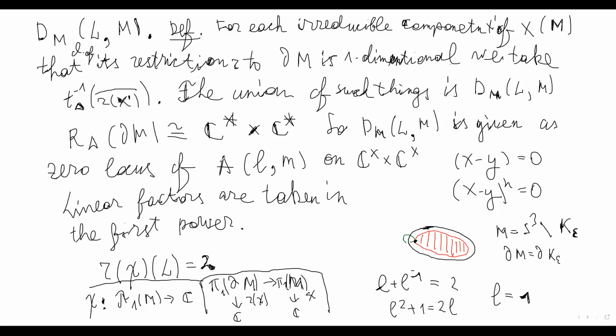So what will be the A-polynomial in this particular case of the unknot? We see that for every irreducible component, L equals 1. So their defining polynomial is L minus 1.